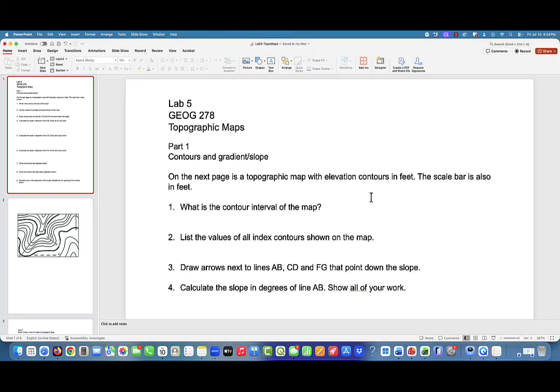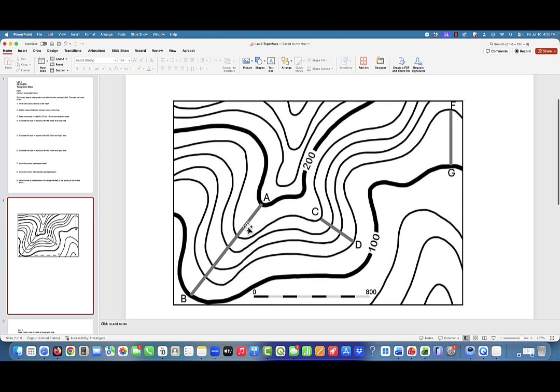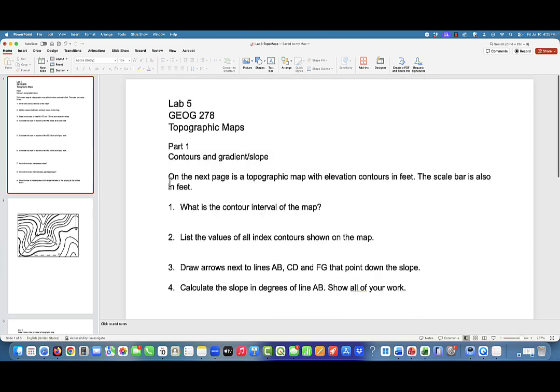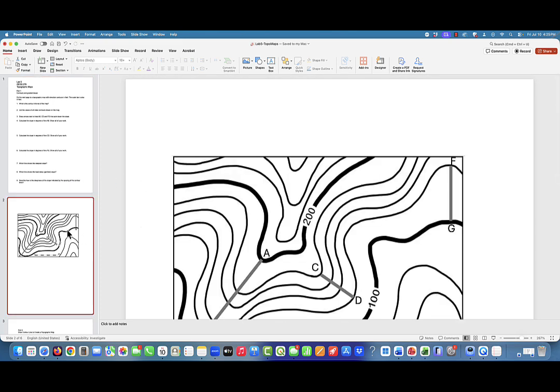Let's get started with part 1 of Lab 5. The first thing we're going to do in this lab is look at some contours on a contour map, and you're going to think about what the gradient is and then actually calculate the gradient. As we get started here, we'll be using this map that's shown here. And the first question we have is, what is the contour interval on this map?